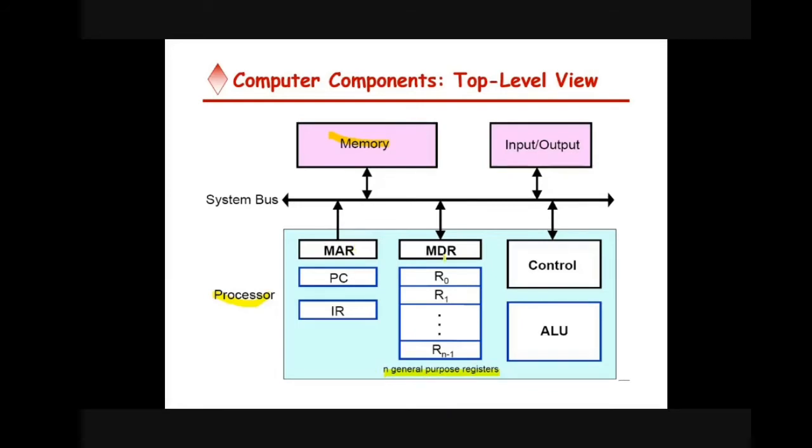We will discuss MAR, MDR, PC, IR, all different types of registers, in detail in our next class. Only one thing I want to mention: instead of the normal memory system, we will have a separate memory storage inside the processor also, and that memory we call registers. There are n number of registers present inside the processor.